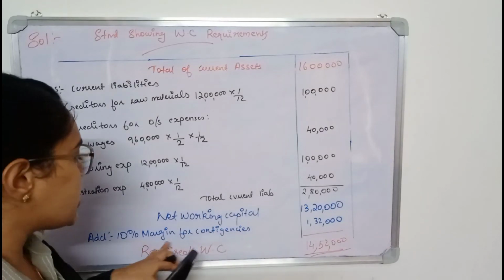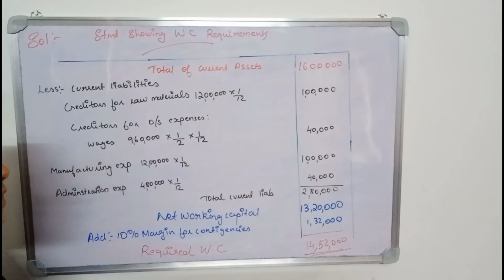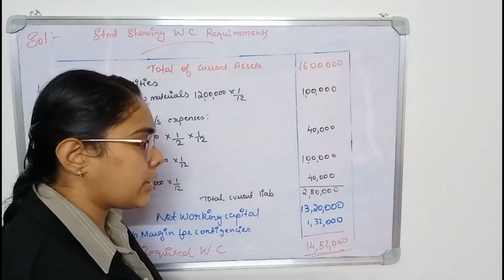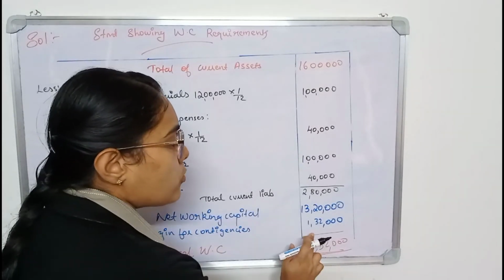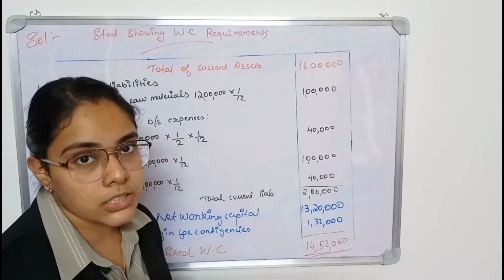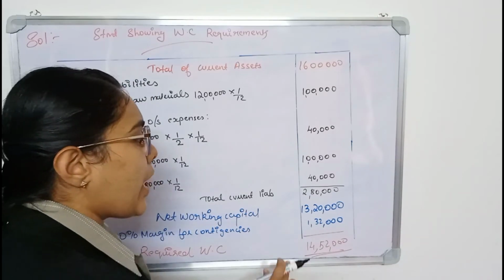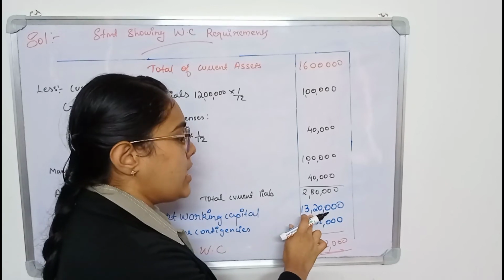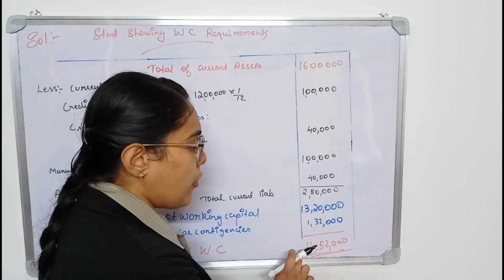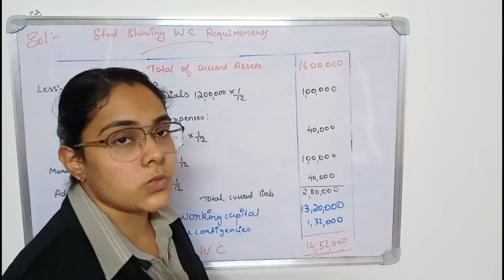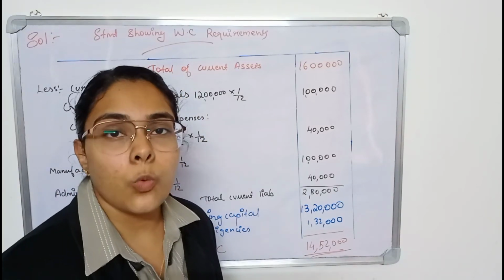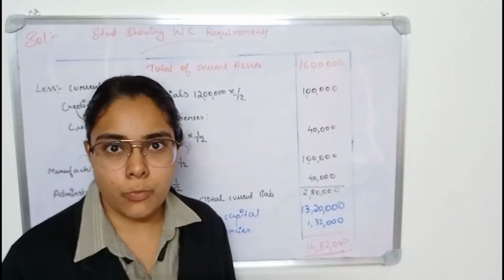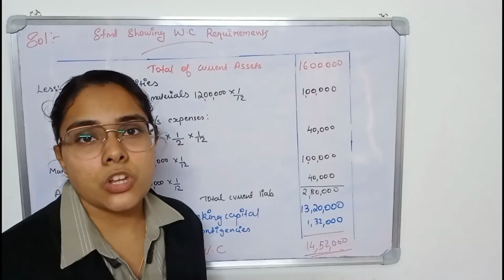So you have to find 10% of 13 lakh 20,000, which is your net working capital. You have to find 10% of that, which will amount to rupees 1 lakh 32,000. So you have to add that margin to this net working capital. So you will get a total of 14 lakh 52,000, which is your required working capital. So this is how you will solve a problem when you are given a margin for contingencies.